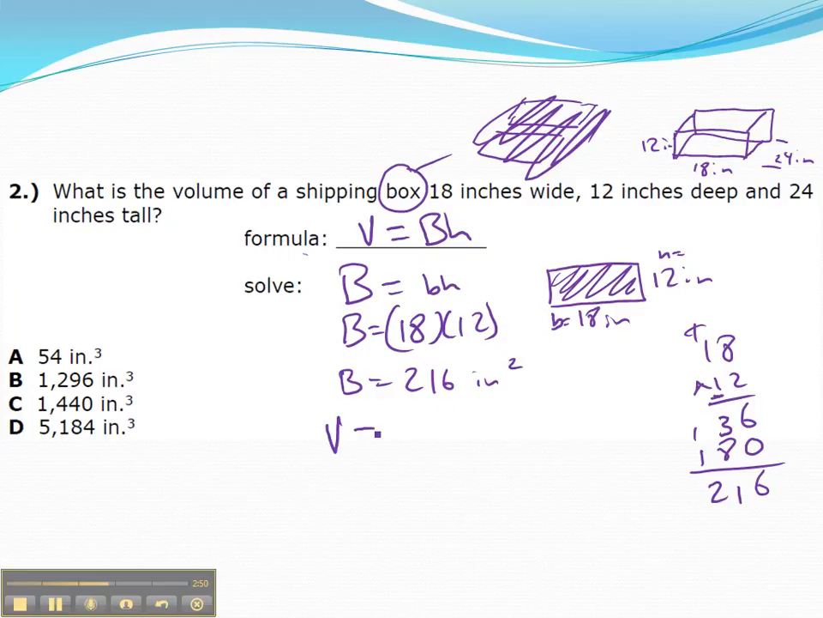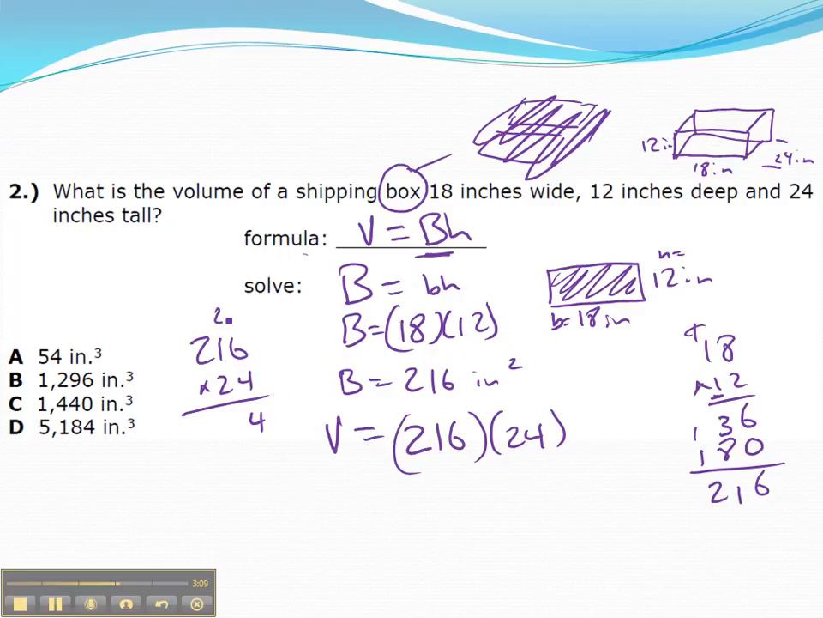And then when we find our volume, it will be the area of the base, big B, times the height of the prism, which is 24 inches. So 216 times 24. 6 times 4 is 24, carry the 2. 1 times 4 is 4, plus 2 is 6. 2 times 4 is 8. When I'm multiplying by this 2, I'm really multiplying by 20, so start with the 0. 6 times 2 is 12, carry the 1. 1 times 2 is 2, plus 1 is 3. And 2 times 2 is 4.